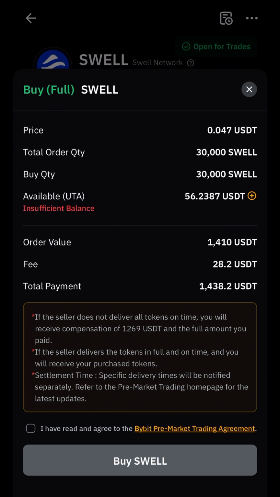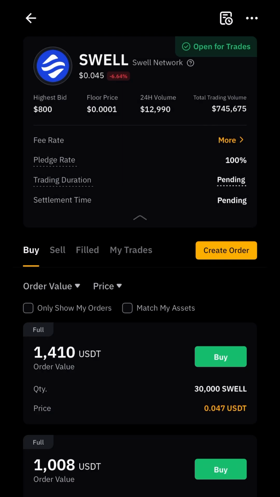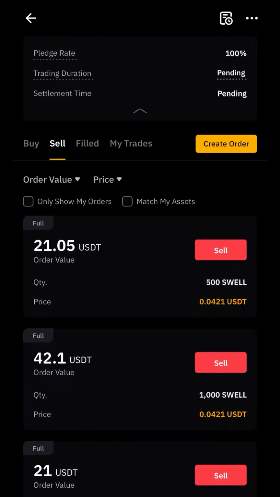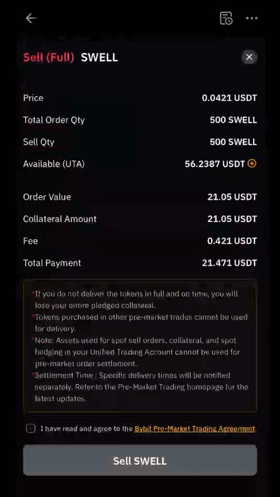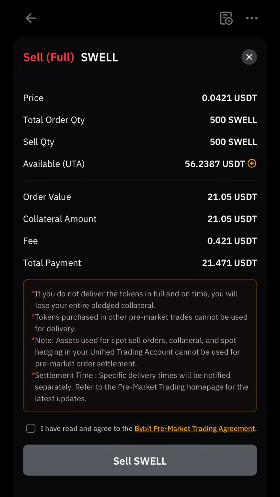Okay, I go back. Now let's go to Sell, push Sell, and we can sell these tokens here. What does it mean to sell on pre-market? It means that I'm selling tokens which I do not have for now, but I know, for example, that I will have those tokens, or I want to buy them after listing on spot trading, and I'm sure that I will buy them cheaper, then I can sell here.